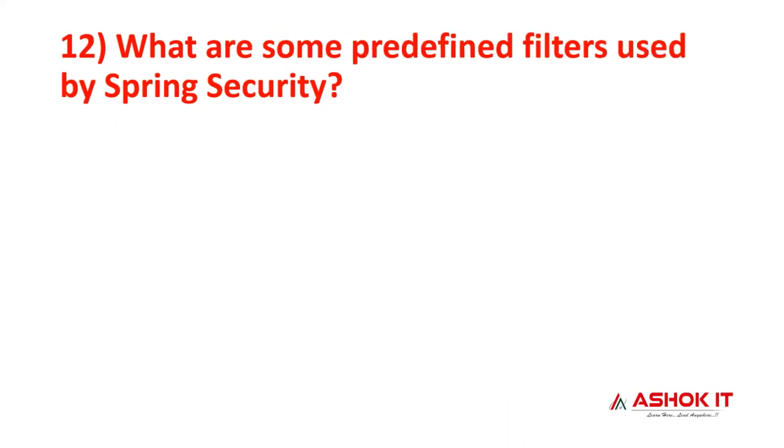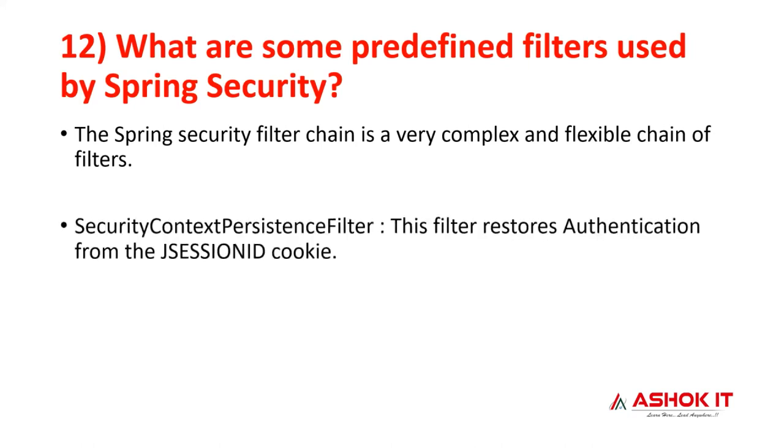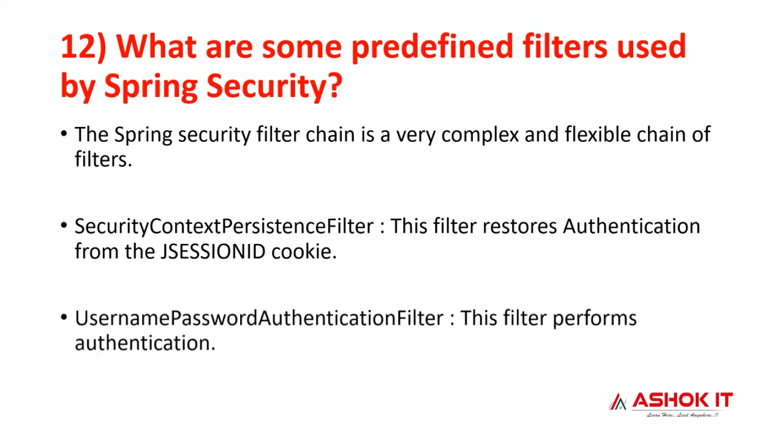What are some predefined filters used by Spring Security? There is a proper and standard filter chain given in a complex manner by Spring Security, and we can use it in a flexible order. One, security context persistence filter. Generally, it will get the security context object by validating the current user session ID from the current request cookie. Username password authentication filter. Generally, it is executed in case of login form submitted. It will take the username, it will take the password, and verify with the database by using the request.getParameter mechanism to read the form data. There are even some other filters available in Spring Security.